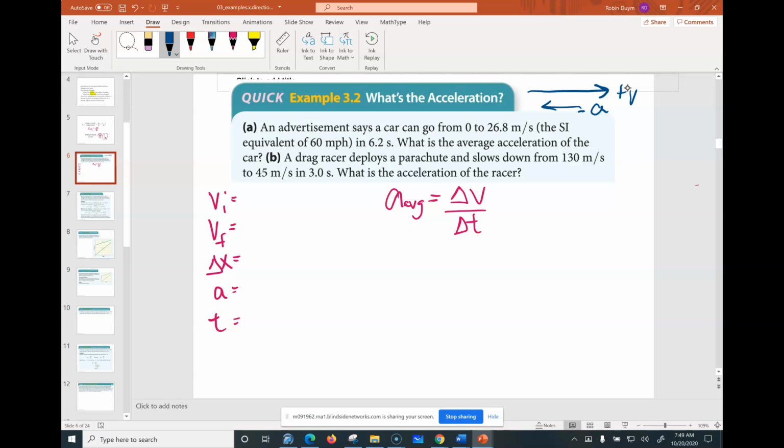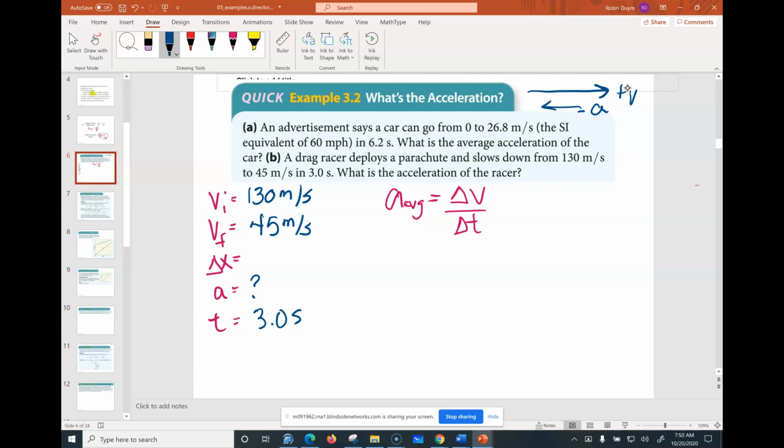All right, so what's my VI this time? Write it in there. What's my initial velocity? What do you think, Mariana? So the drag racer is going from 130 to 0. No, it's not to 0, to 45. Yep, 130. And then what's my final velocity? 45. What other piece of information did they give us? Time. And they're asking for the acceleration.